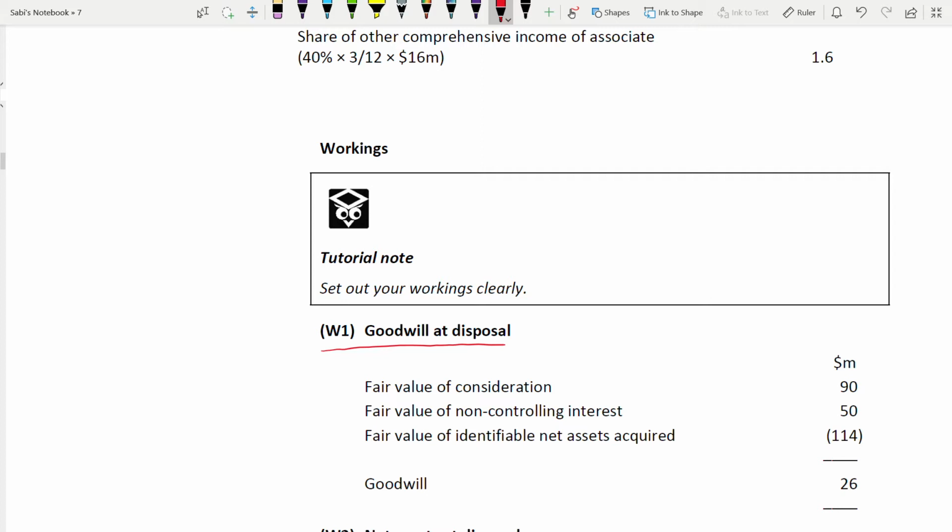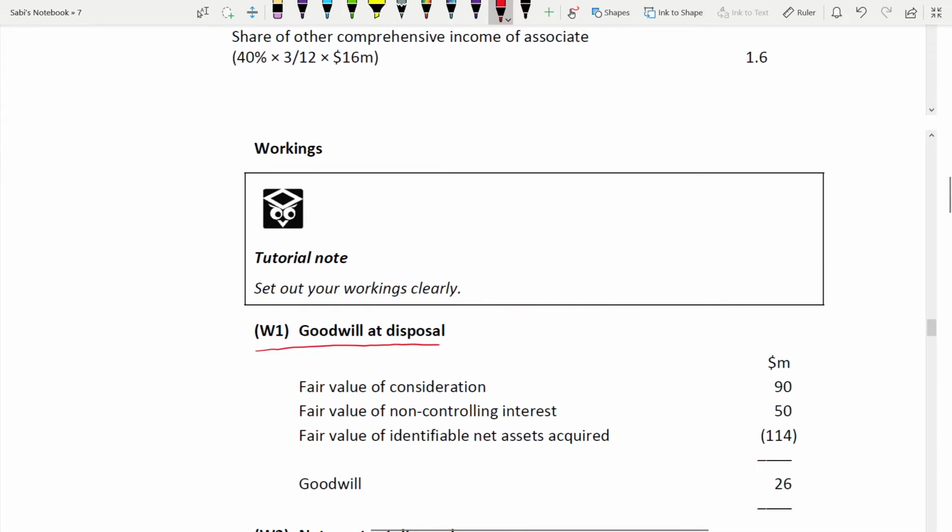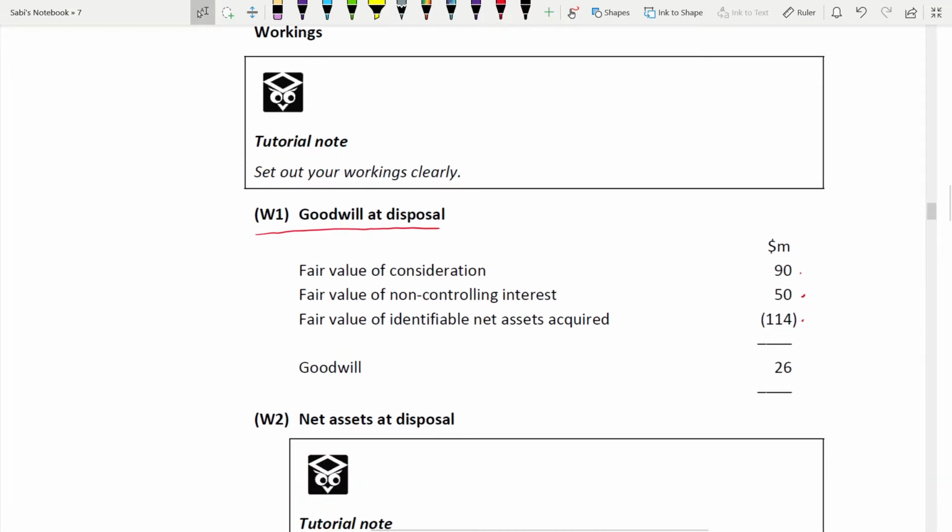So this is the formula for goodwill: fair value of consideration plus NCI minus fair value of identifiable net assets acquired. Everything is given in the case study, so there is nothing to calculate here. You have bought it at 90, NCI was 50, minus fair value net assets acquired 114. So goodwill is 26. No impairment. So directly goodwill is 26 only.